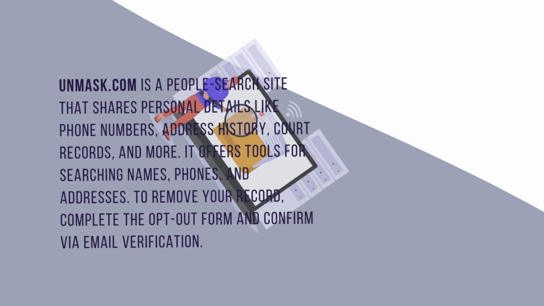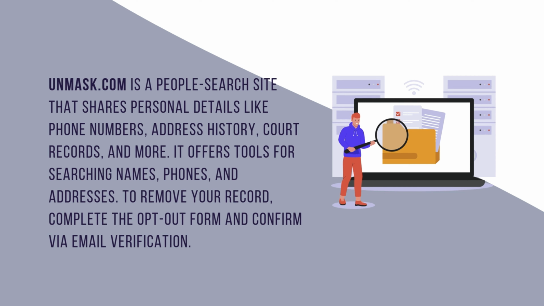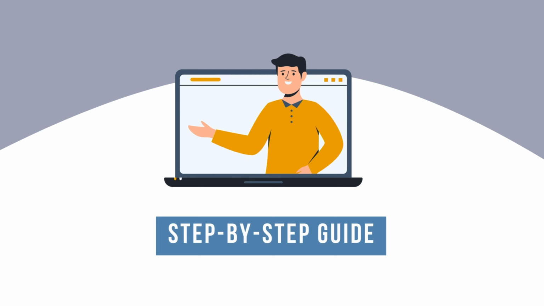Unmask.com is a people search site that compiles personal information from public records and online sources. If you're listed, opting out is the best way to protect your privacy and prevent unwanted exposure. Follow these steps to remove your data from Unmask.com.